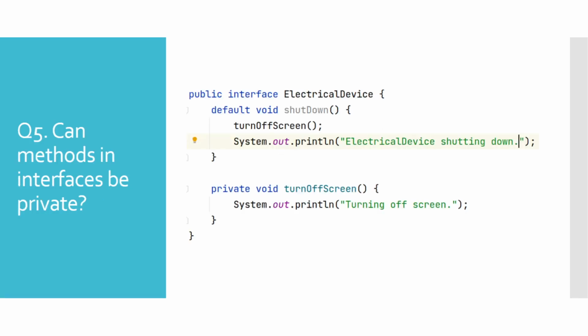Can methods in interfaces be private? If you want to get extra points from your interviewer, you should most definitely ask which version they are referring to when asking this question. The reason for this is that from Java 9, private methods have been introduced for interfaces. Since default and static methods added a degree of complexity in interfaces, the engineers developing Java realized that it would be better to support private methods, as they would improve code reusability when defining interfaces. Here, we have an ElectricalDevice interface with its shutdown default method that is calling the turnOffScreen method. Prior to Java 9, the turnOffScreen method could not be shared among multiple default or static methods.